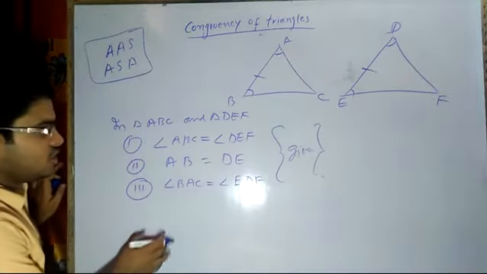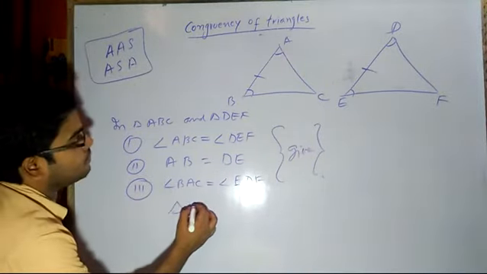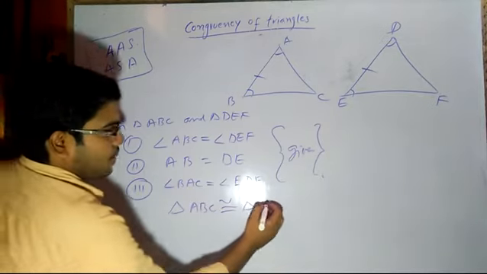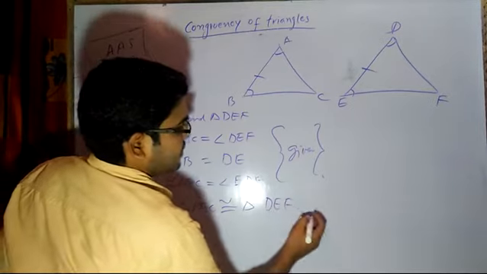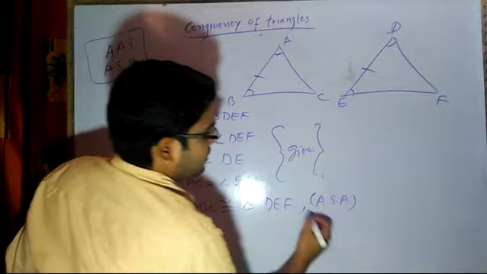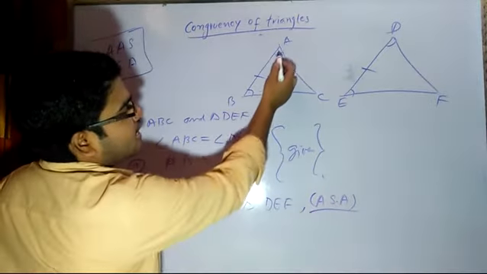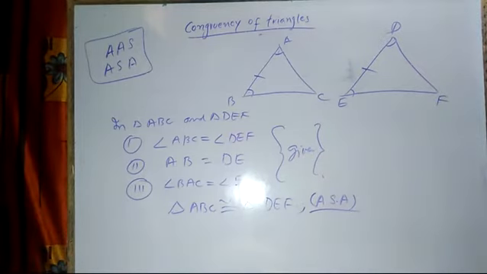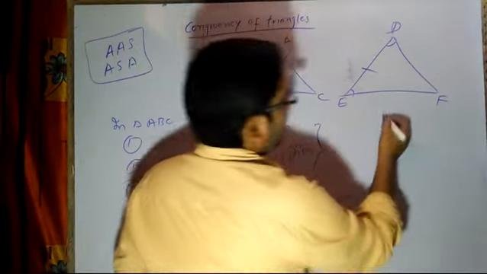Now, when these three conditions are given, then what can you write? Triangle ABC is congruent to triangle DEF by angle side angle. By this criteria, because one angle, then side, then angle. Angle side angle.